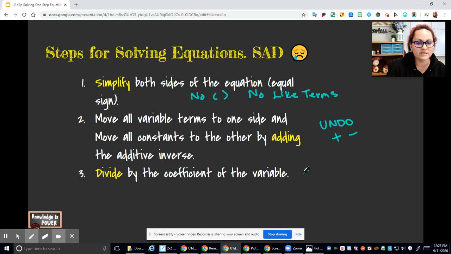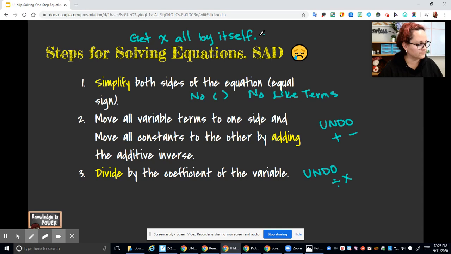But essentially, at this point, we are undoing with multiplication, most of the time division, and once in a blue moon, you might have multiplication, okay? The goal for solving is to get x all by itself. Get x all by itself, to isolate it, okay? That's what we want to do. Let's go ahead and begin.